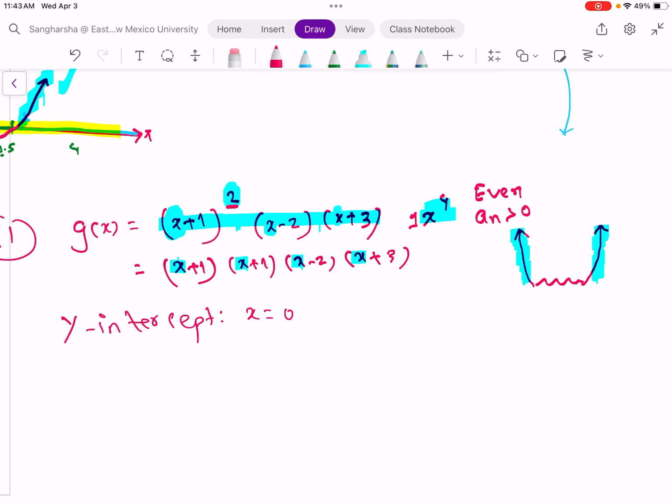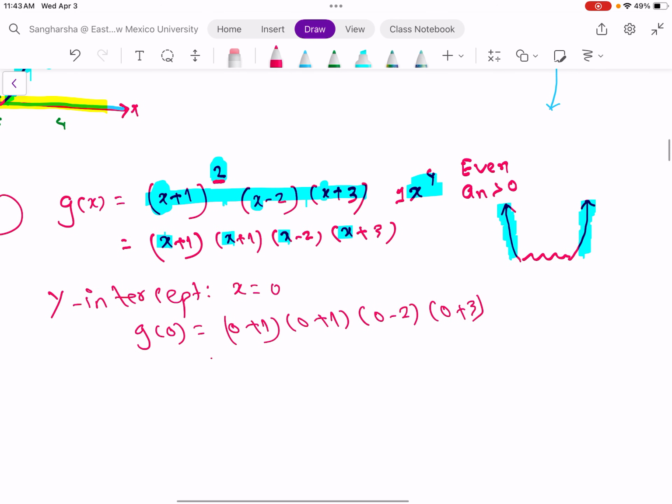So you substitute 0 for every x. So 0 plus 1, 0 plus 1, 0 minus 2, 0 plus 3. For every x, you substitute 0, and we get negative 6. So our y-intercept is (0, negative 6). So this is the y-intercept. It means the graph touches or crosses the y-axis at this point. The next step, let's find the x-intercept.